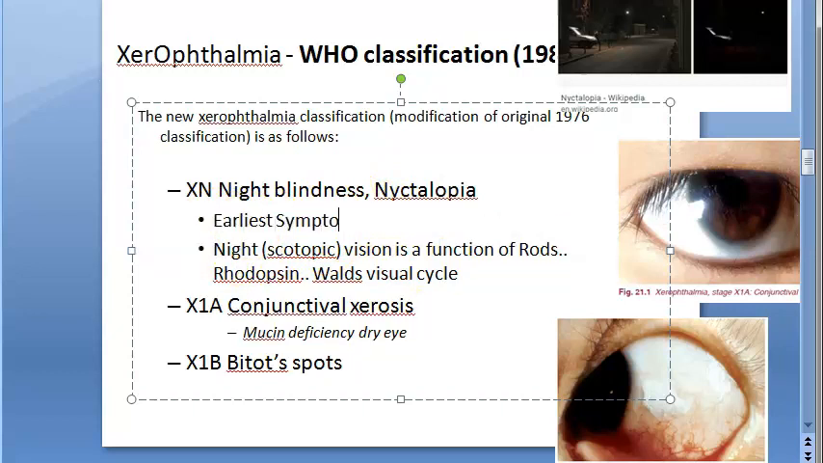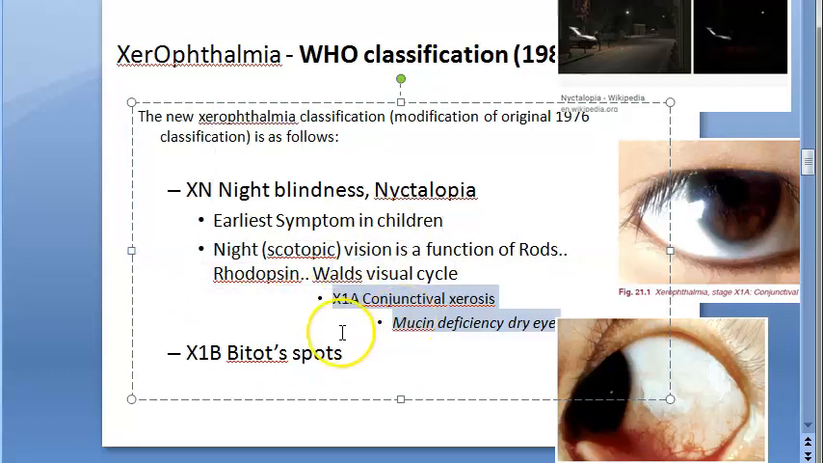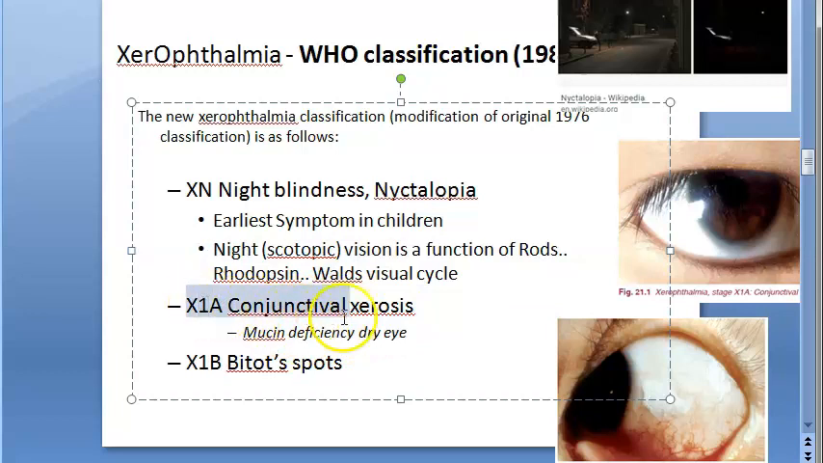This is the earliest symptom of xerophthalmia in children. That is also very specific. Then conjunctival xerosis, we are moving to this one, X1. After night blindness is coming X1. In that, X1A and X1B, both are something to do with the conjunctiva.